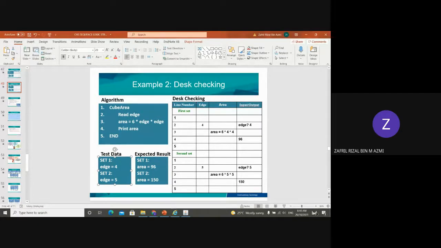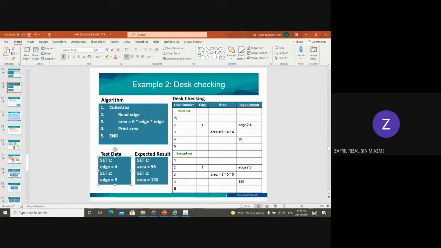So list down all the variables, not only the inputs and the outputs, all the variables inside of your algorithm. If you have 10 variables, make sure you have 10 variables in the dash checking. If you have 100, then you must have 100 variables in the dash checking. Okay, and then check line by line.